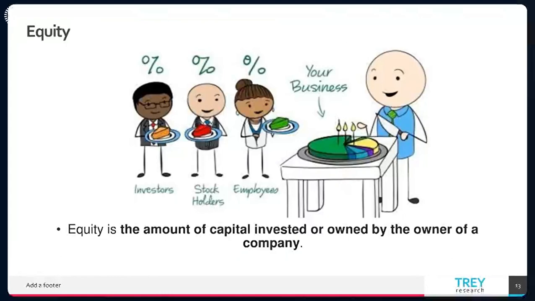Then we have equity. Equity is the amount of capital invested or owned by an owner of a company. As you can see over here, you have the owner and is sharing the business, the capital between all people here, like for example, the investors, the stockholders, and the employees.